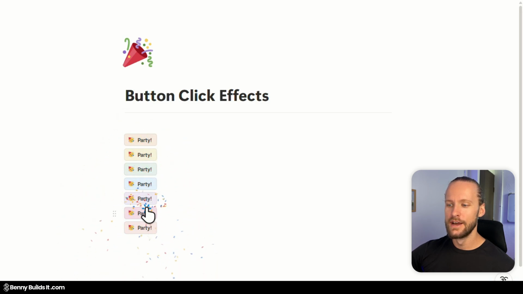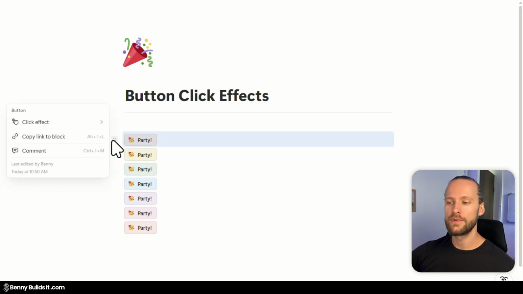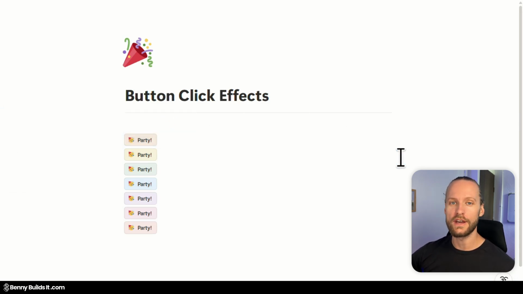And as you can see, when we click them, they are firing this confetti effect, which you can now add by simply opening the menu for a button, either new ones or existing ones, and then you will find the new click effect option, which wasn't there previously. And we can choose between no effect or the confetti effect. Let's see if they will roll out new effects in the future.